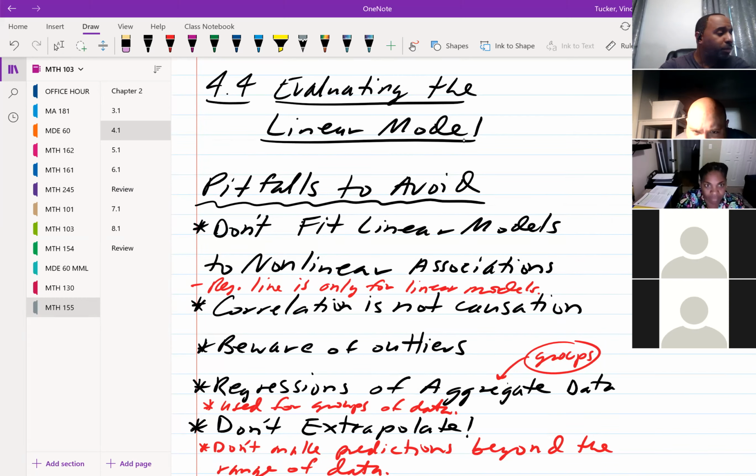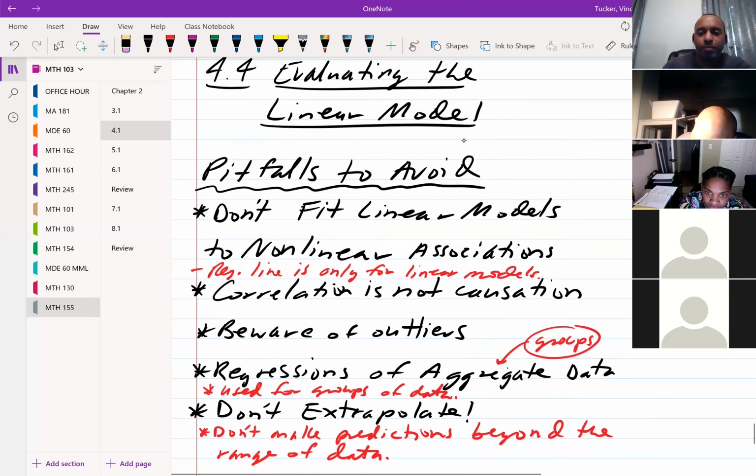Just because you find a pattern or correlation, let's go back to the SATs and the GPA, that doesn't mean there's a causation there. Remember we talked about the liquor store. We take the liquor store out, that doesn't mean all crime is going to evaporate. Beware of outliers. Outliers will affect your regression line because it's based on means. Remember, your means are affected by outliers. We talked about that. So we do need to be aware of outliers.